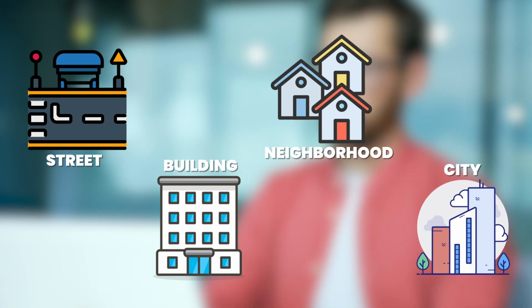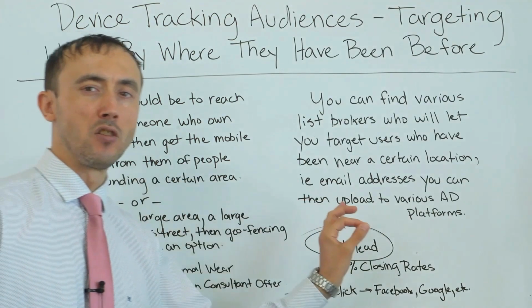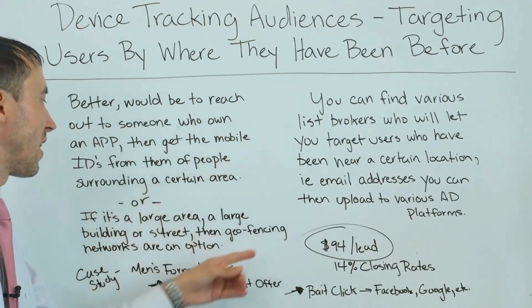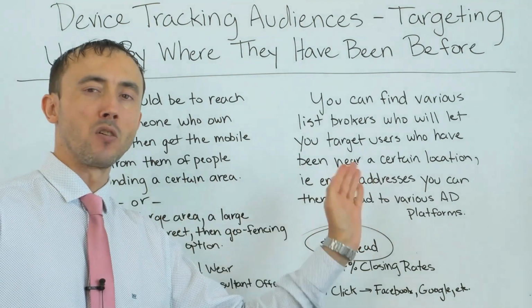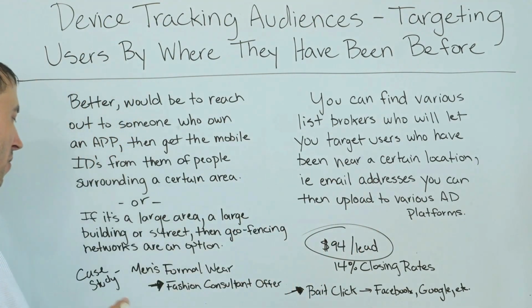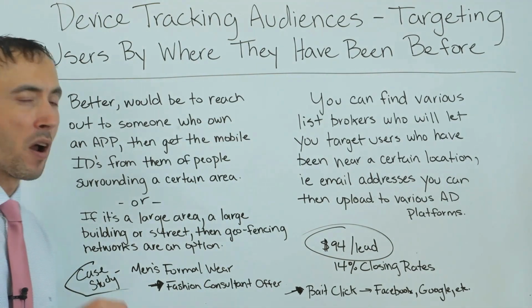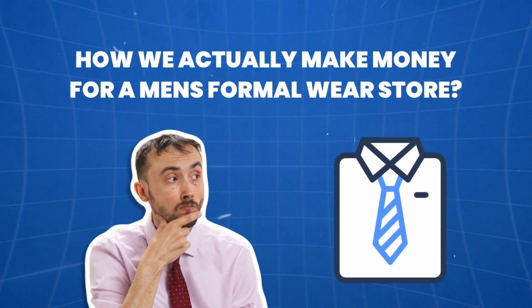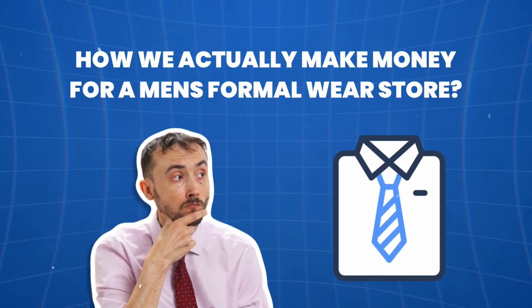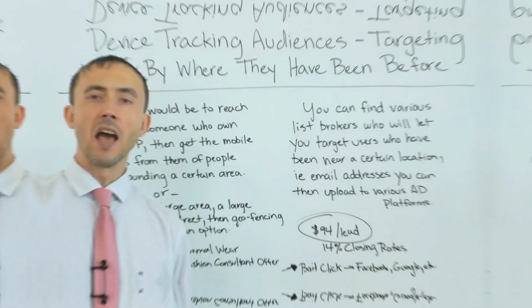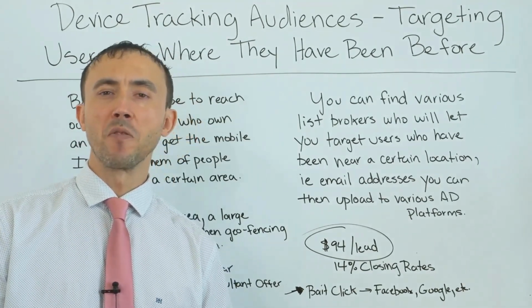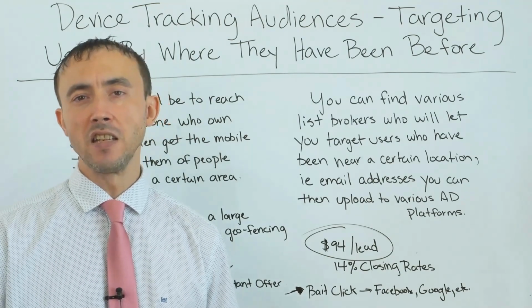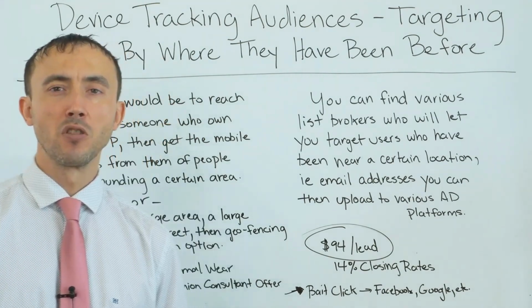So if you were wondering how to target people who get into a certain geography, street, building, neighborhood, city obviously is the easy one, but I'm going to tell you how to actually do that on today's video, because there's several ways to do this, some better than others. I'll go through what those are, and then if you stay to the end of the video, I will go through a case study where I go through how we actually made this make money for a men's formal wear store before, specifically, as well as a number of other ways where we've done this in the past to give you enough idea how to actually monetize this for yourself at the end of the day.